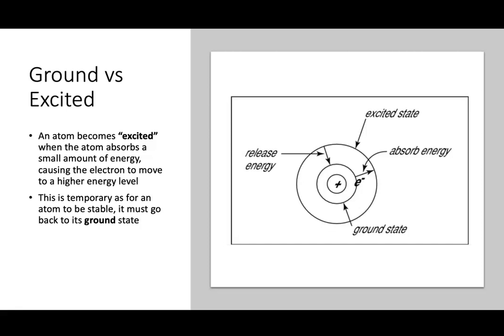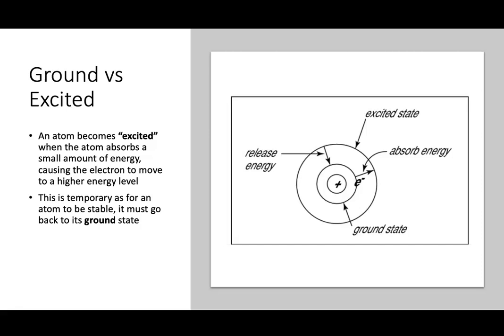So when you're in the ground state, that means there's no extra energy being received. When the atom is excited, what that means is the electrons are absorbing way more energy than what they're supposed to have, and as a result, they go to a higher energy level.